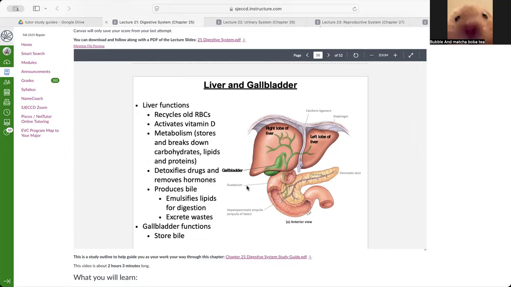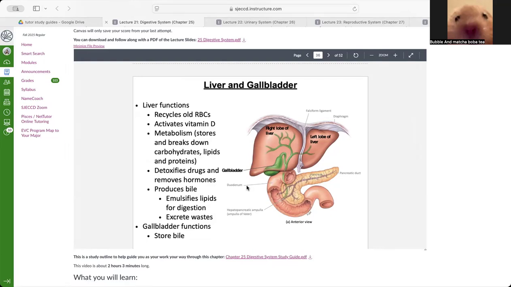The liver is important for metabolism and storage of carbs, lipids, and proteins after the body absorbs them. It will bring them into the liver and release them to the cardiovascular system when cells need them. So it detoxifies, removing hormones and steroids from the cardiovascular system. And it produces bile, a liquid that the intestines need to digest lipids.